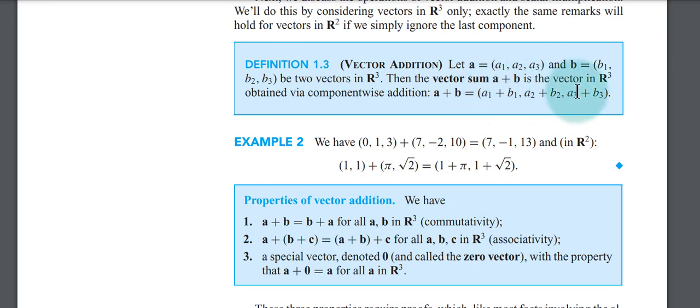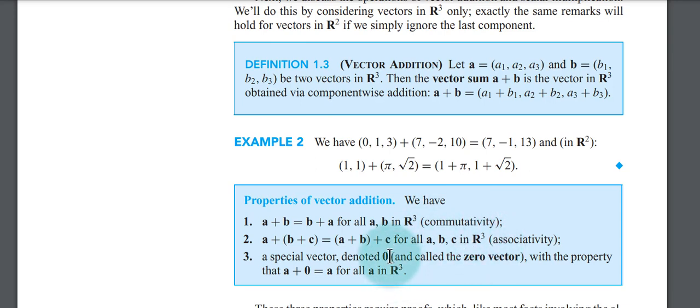That's obviously going to be the same thing, because A1 plus B1 is the same thing as B1 plus A1, and so on. So we can say that this is true. A plus B is equal to B plus A for any two vectors in R3. That's called commutativity. And also (A plus B) plus C is the same thing as A plus (B plus C), like that. That's also true.